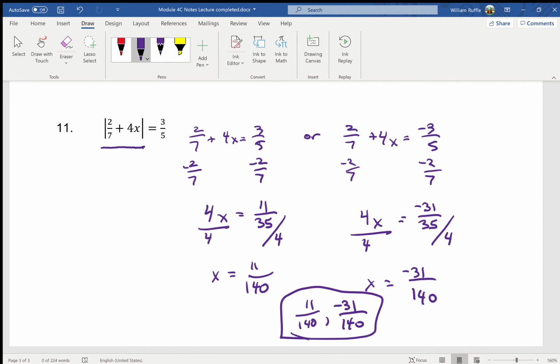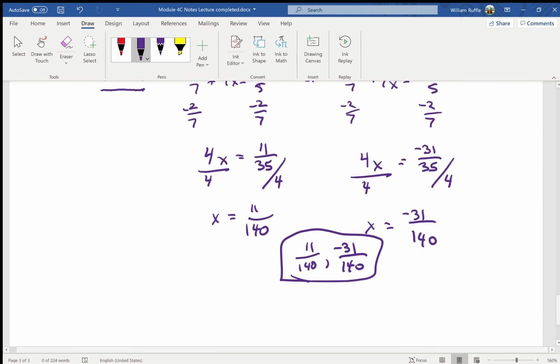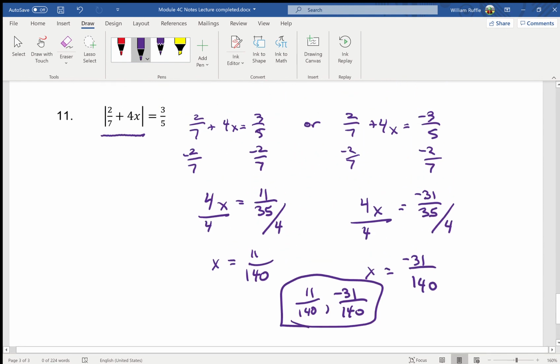All right, so that's the end of the 4C notes. There are no more questions to do, and that was actually pretty quick. It's about a 15-minute video for this section. Again, 4C is not too bad. And after this, when you get the homework done, then you're off to the practice test. Oh, pass the quiz as well.